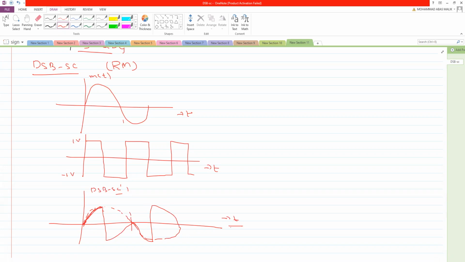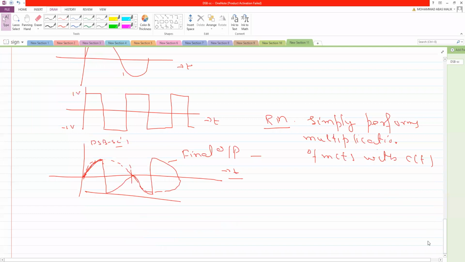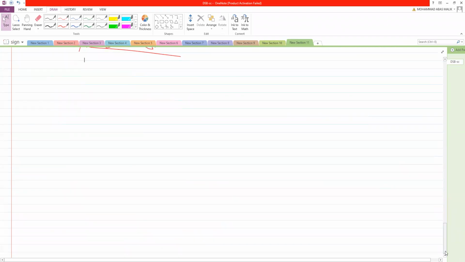So if this is the final output, you can say that the ring modulator, which gives you the double sideband suppressed carrier, simply performs multiplication of your message signal m(t) with c(t), and the resultant will be this. This one will be the result. Right? Any doubts? No, sir. Okay.